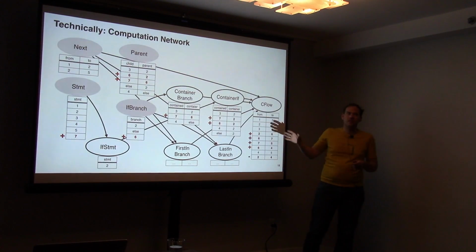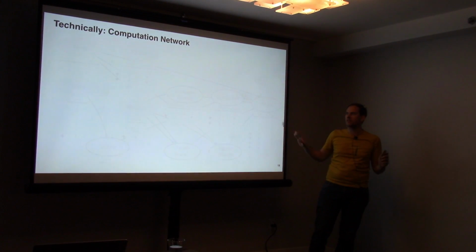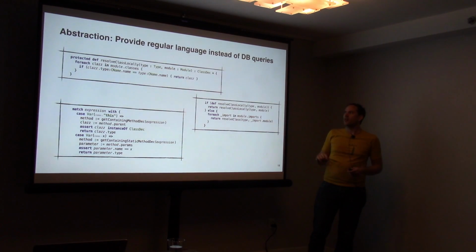Under the hood, there's a computational network that propagates all this information, but I don't want to go into detail about this here. And the nice thing is you don't have to go into detail about this either if you're writing analysis in our framework. And that's because of abstraction. So what we provide is relatively normal programming abstractions that you can use for writing static analyses that we will execute incrementally anyways.